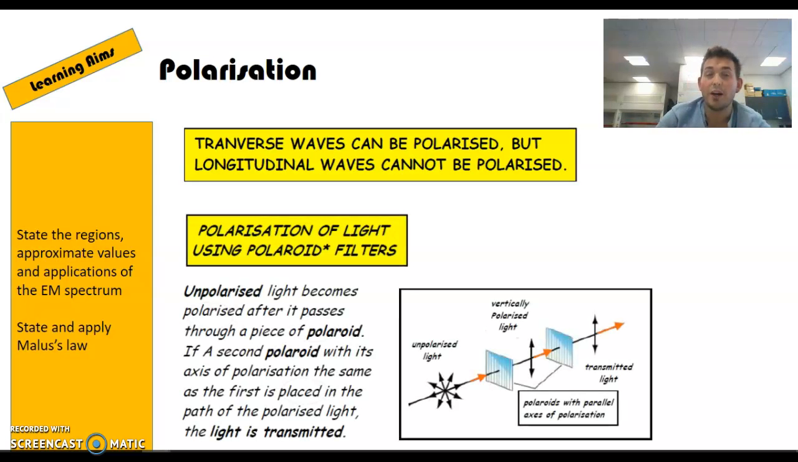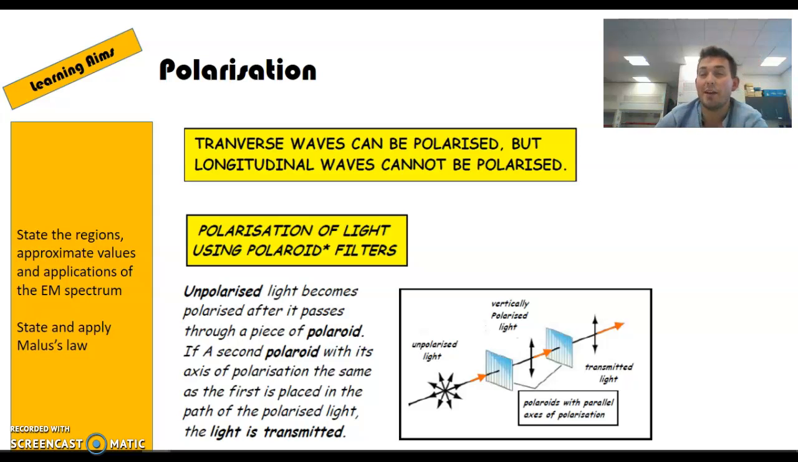So we can polarize light using Polaroid filters, which you may notice has a little asterisk, which is basically saying Polaroid is a brand name. Unpolarized light becomes polarized after it has passed through a piece of Polaroid. If a second Polaroid has its axis in a different orientation, it will affect whether light can get through or not.